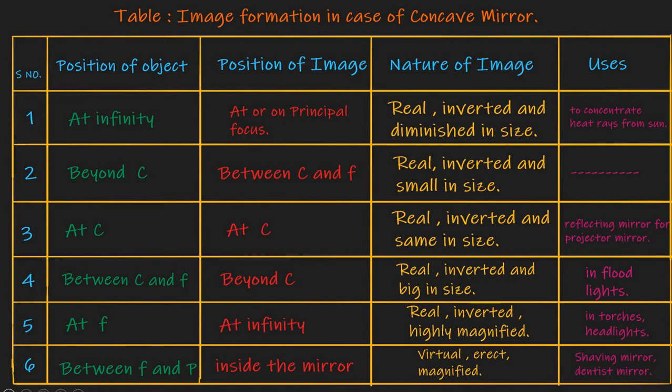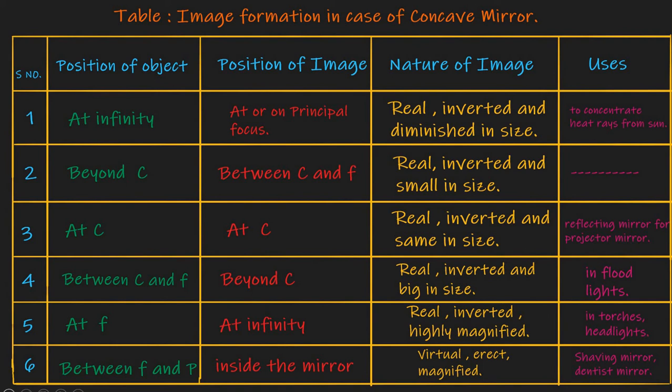That means while shaving, we would like to see a bigger, magnified beard, or a dentist would like to see the magnified tooth. So the dentist mirror, which is a concave mirror, when it is placed very close to the tooth, that means the tooth comes between F and P of the concave mirror, and the image is magnified. It is seen inside the mirror, and the image is as it is but magnified with respect to the object.